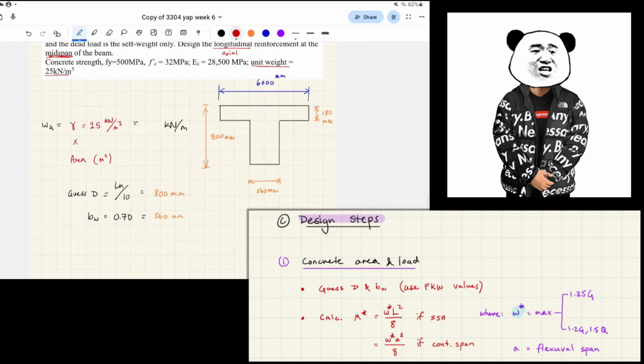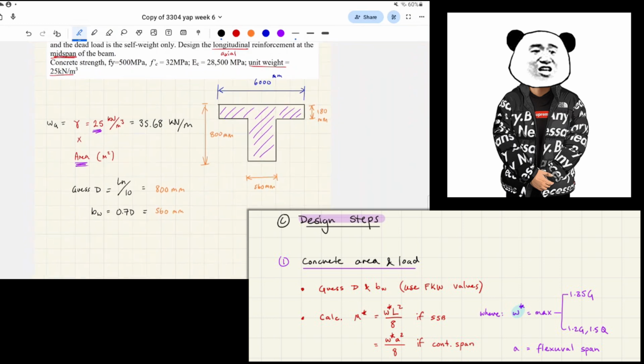So area, I'm going to skip all the calcs. We know 25 is the unit weight, and we know the area, it's this, right? When we multiply that together, WG gives us 35.68 kilonewtons per meter. All good? Okay, what about WQ?